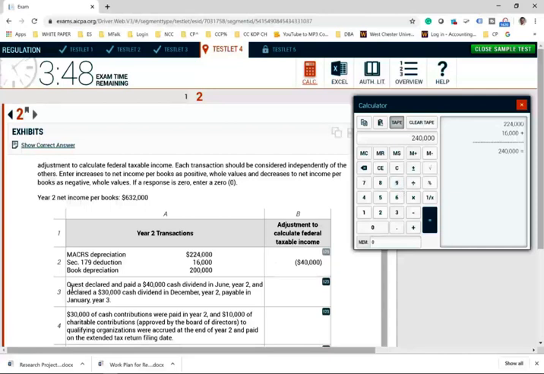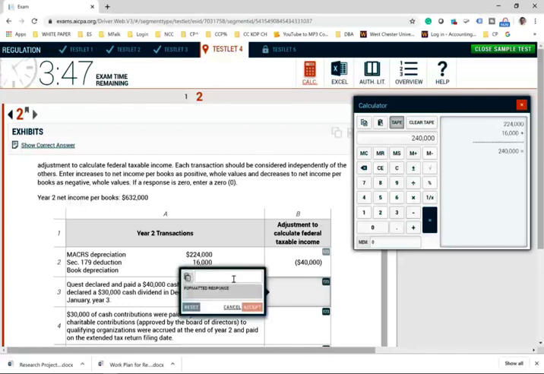Okay. Quest declared and paid a $40,000 cash dividend in June year two and declared a $30,000 cash dividend in December year two, payable in January year three. What do we have to do for Schedule M1? Well, guess what? Easy answer. We don't have to do anything. Dividends don't go on Schedule M1. So the answer is zero. We don't need to make any adjustment to Schedule M1.